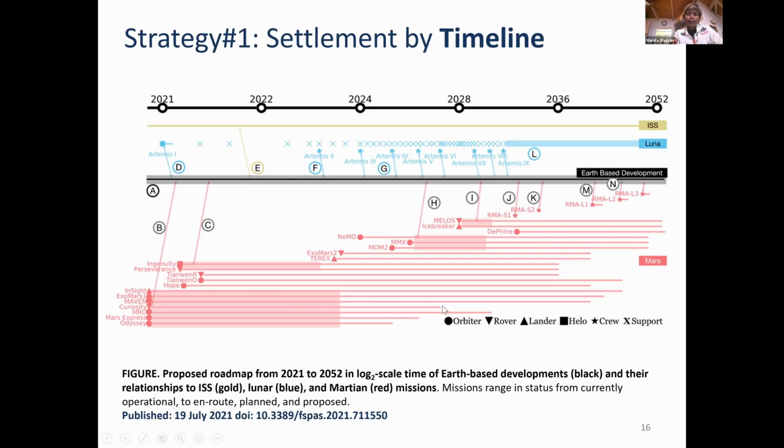This timeline was published recently in a scientific paper, on July 19th. Over there, they talk about how settlement goes from 2021 until 2052, and we have the ISS, and these are the lunar missions, and these are the Mars missions. If you have more interest, you can look at the paper and learn more.